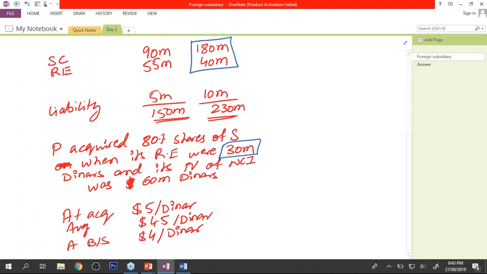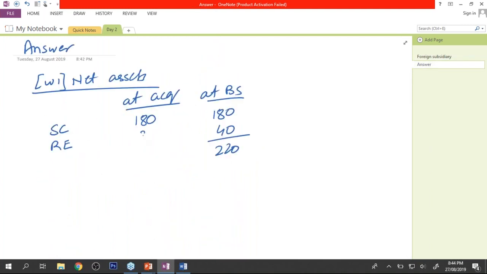Mohammad Saqib is asking whether it is 5 dinars per dollar or $5 per dinar. Mohammad Saqib, this is $5 per dinar. So the retained earnings were 30 at that date. So we are going to get net assets at the date of acquisition of 210.